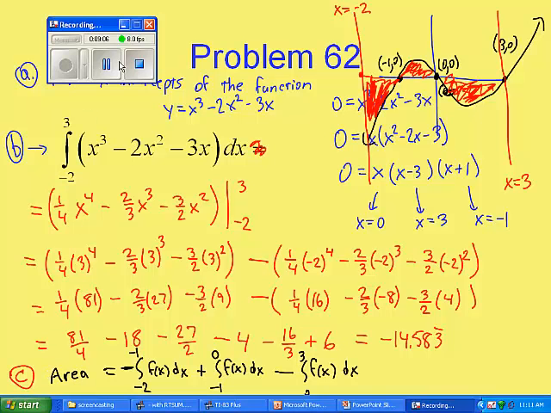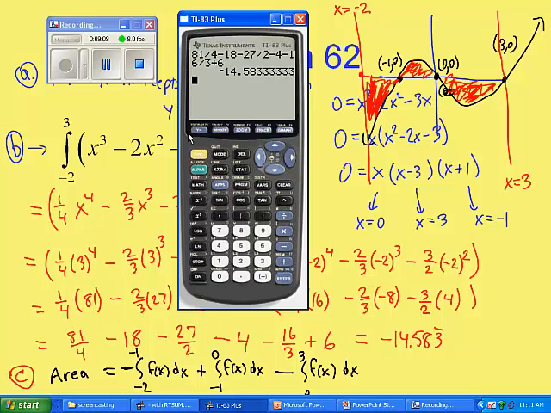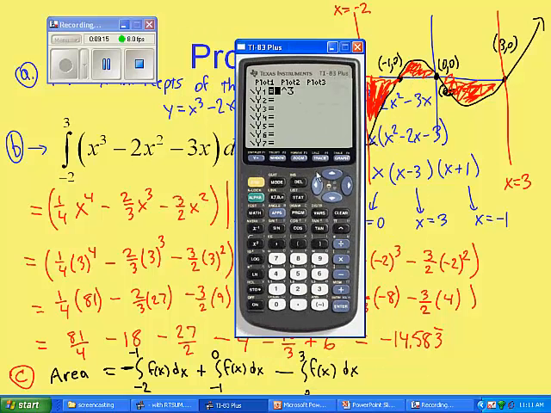Here, let me show you how to do it on the calculator. Maybe what I should have done from the beginning is put the function in here. So it's x cubed minus 2x squared minus 3x, okay? And I'll sketch a quick graph. There's my cubic function, like I showed you. And now, just to show you that we were on the right track, if I were to integrate from -2 to +3, you could check your answers real quick. There's my -14.58. So we did that one right.